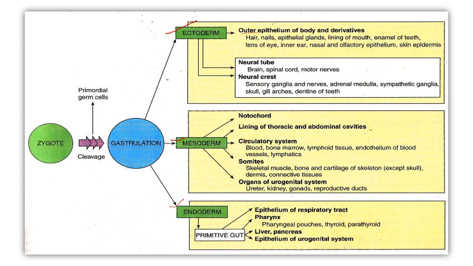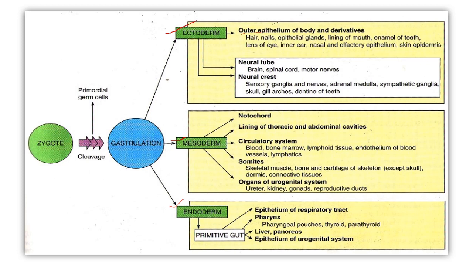So the circulatory system, blood, bone marrow, lymphoid tissue, endothelium of blood vessels, lymphatics are developed from the mesoderm. So somites, that is skeletal muscles, bone, cartilage of skeleton except skull. Skull is formed by ectoderm. And dermis and connective tissues are developed from the mesoderm. Organs of urogenital ducts, that is ureter, kidney, gonads, reproductive ducts, are developed from the mesoderm.